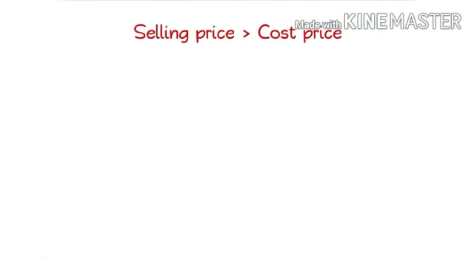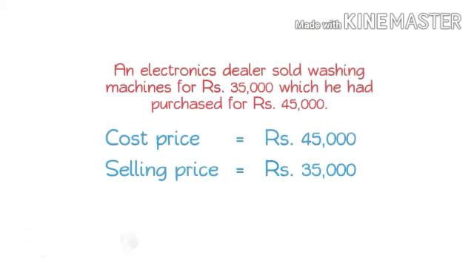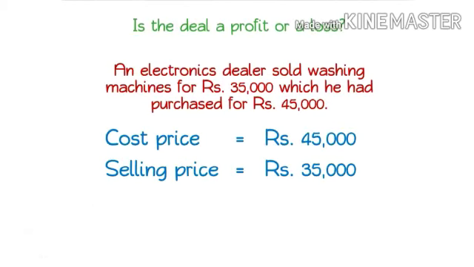If the selling price is more than the cost price, then there is a profit. If the selling price is lesser than the cost price, then there is a loss. Look at the deal and say whether it is a profit or a loss. What is more? The cost price is more. If the cost price is more, the seller lost money. So it is a loss.